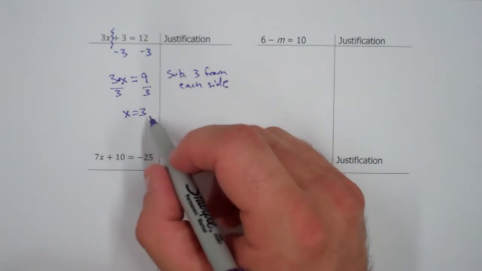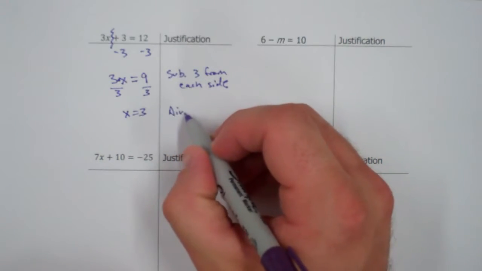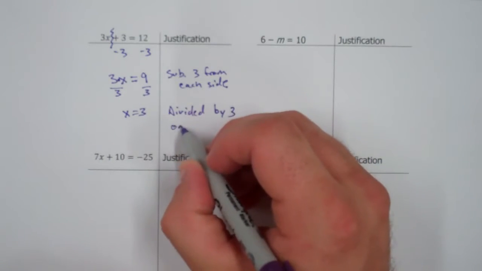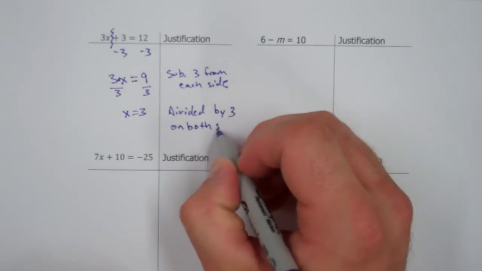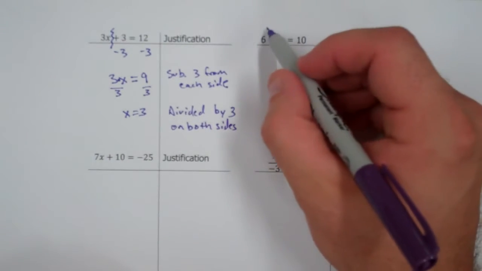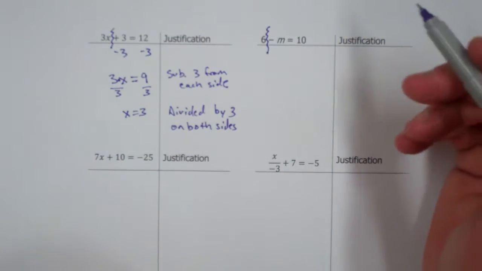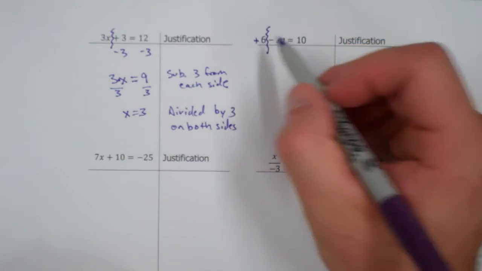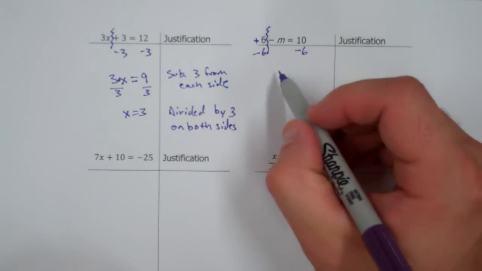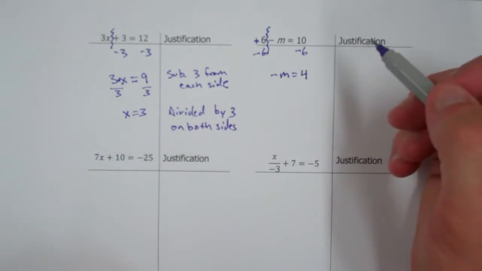What we did from this step to this step will come next on the right hand side, and so we divided by 3 on both sides. In this example, we still have 2 terms on the left. We need to keep this -m here. We'll deal with the negative sign later. This is a +6, and so we're going to subtract 6 if we want to remove that term. -m here is going to be equal to 10 minus 6, which is 4.